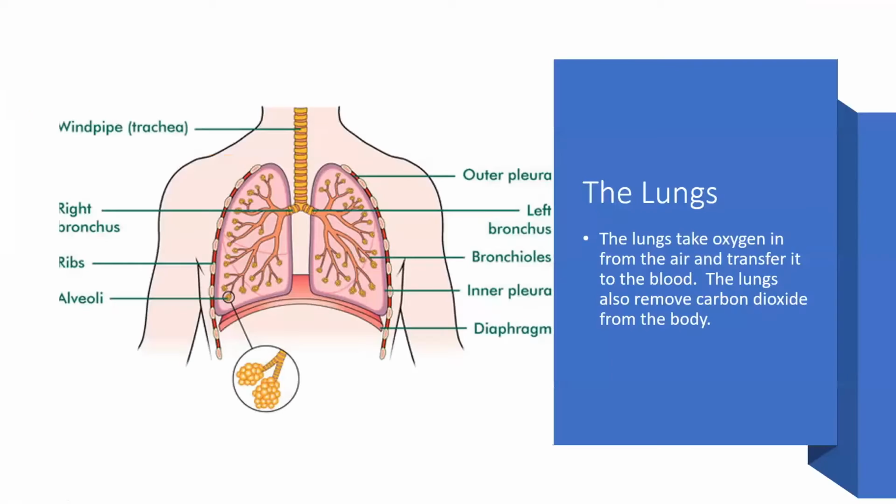Okay, so we've got the lungs. Again, key point: the lungs take oxygen in from the air and transfer it to the blood. Again, a very important organ here, isn't it? The lungs also remove carbon dioxide from the body. We don't need carbon dioxide; it gets breathed out. Okay, you can see the main parts here. So you've got the windpipe, sort of stiffened, called a trachea.